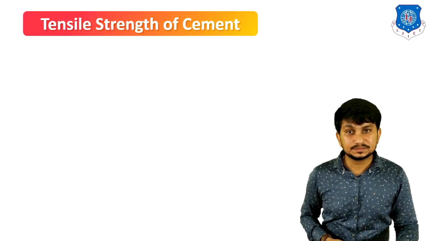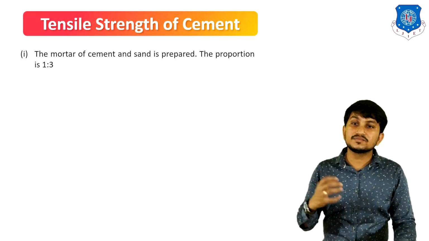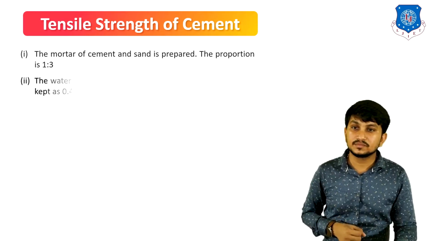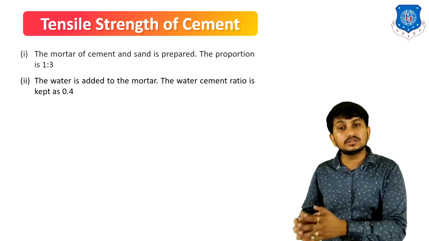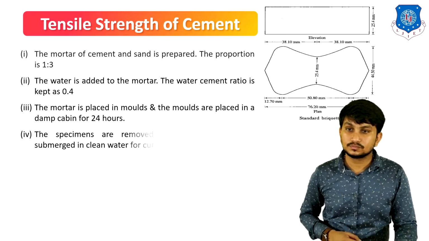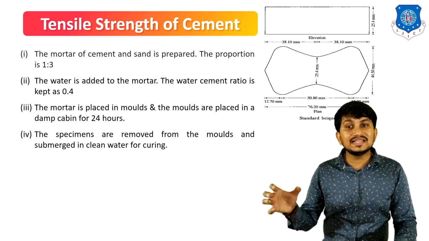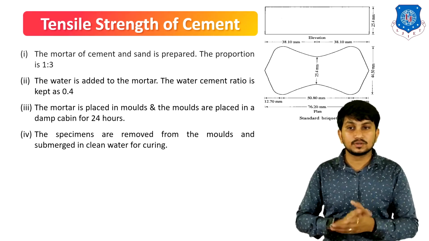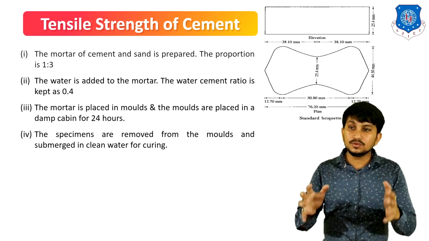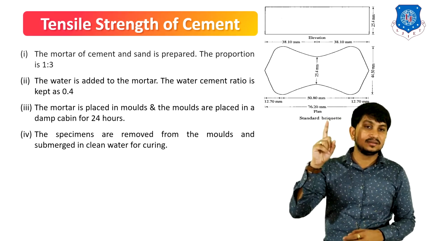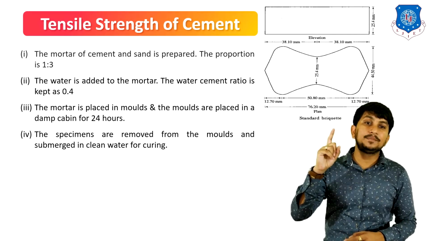Now let's discuss tensile strength of the cement. For that, first we have to make a mortar having proportion 1 to 3. Water is added to the mortar with a water cement ratio of 0.4. Then the mortar is placed in molds and the molds are placed in a damp cabin for 24 hours. The molds used for tensile strength of cement look like this, a briquette shape.